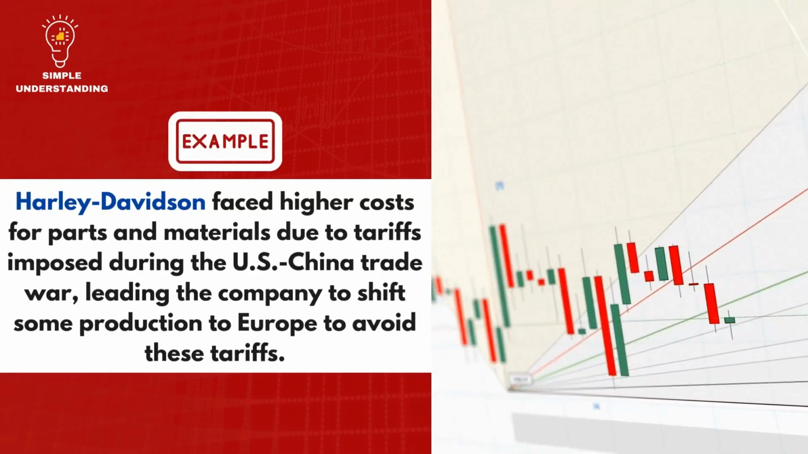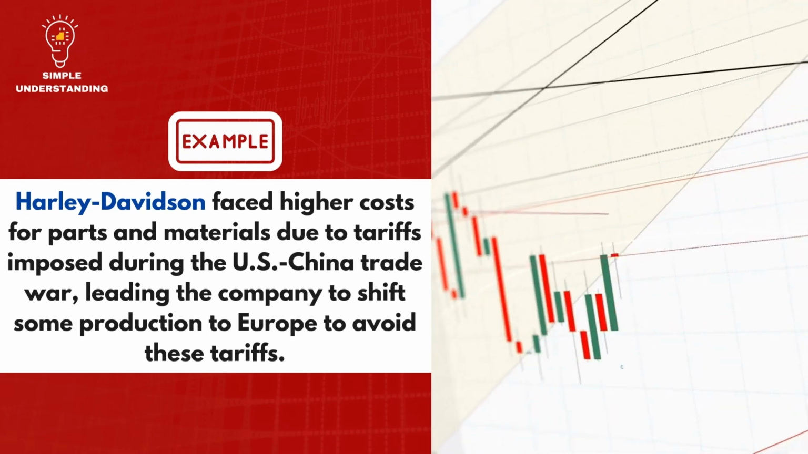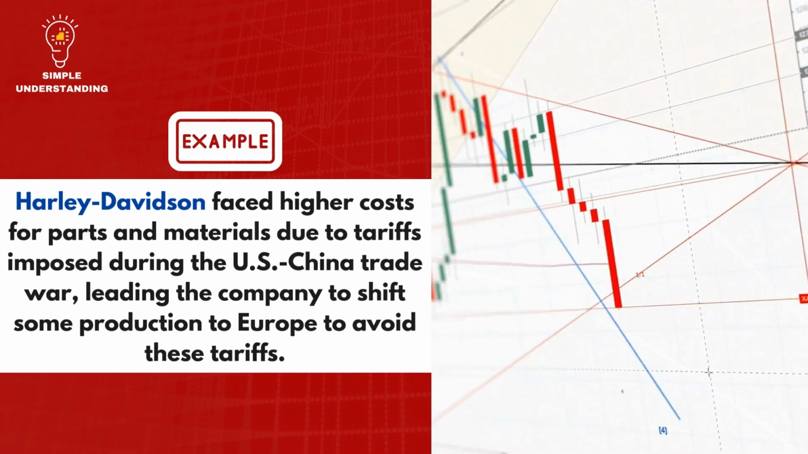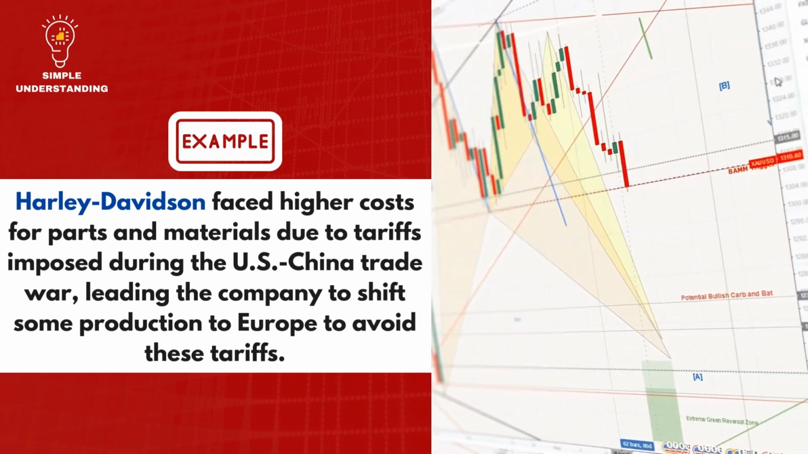Real company example. Harley-Davidson faced higher costs for parts and materials due to tariffs imposed during the U.S.-China trade war, leading the company to shift some production to Europe to avoid these tariffs.